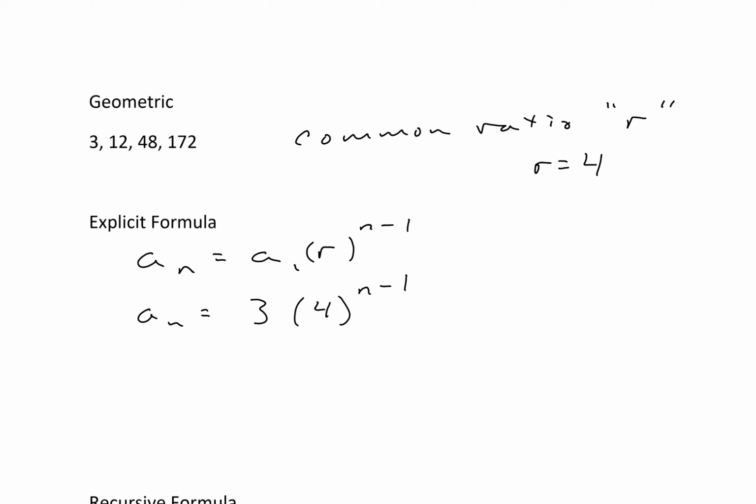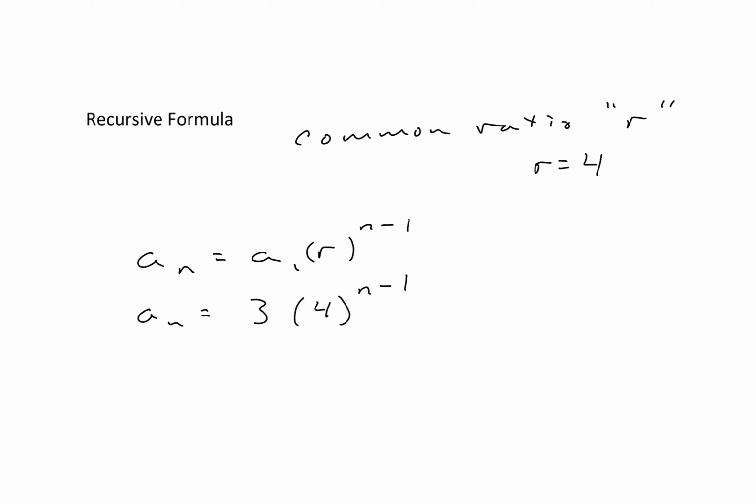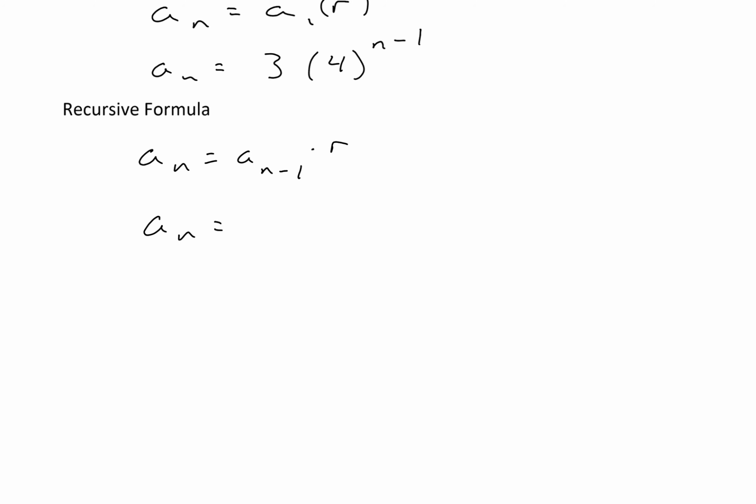We can also find a recursive formula for this sequence. So the recursive formula: a sub n equals a sub n minus 1 times r. So this means to get any term, you take the term before it and you multiply it by r. So if you're looking for the 6th term, n would be 6. The 6th term is the 5th term times r. So for this sequence, r was 4. So a sub n equals a sub n minus 1 times 4.